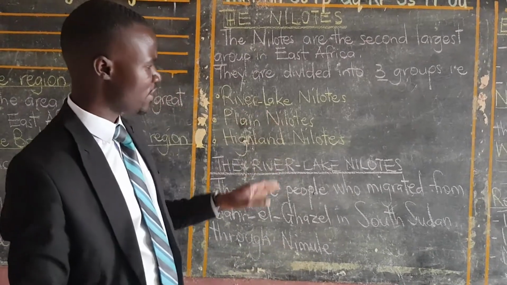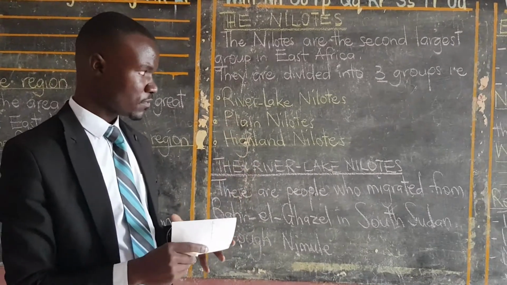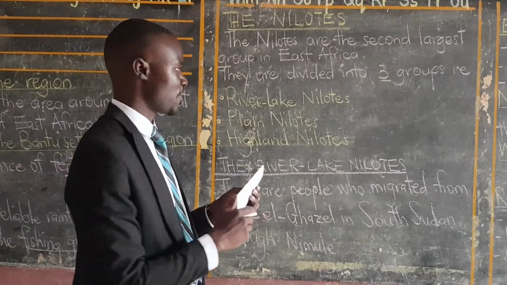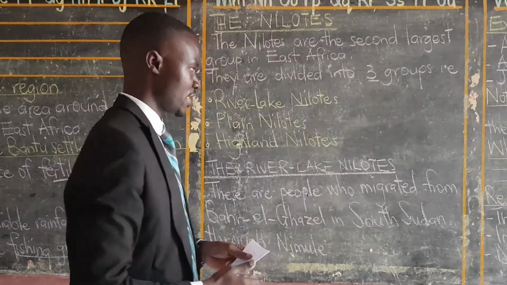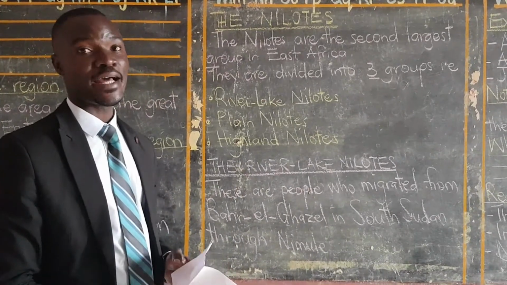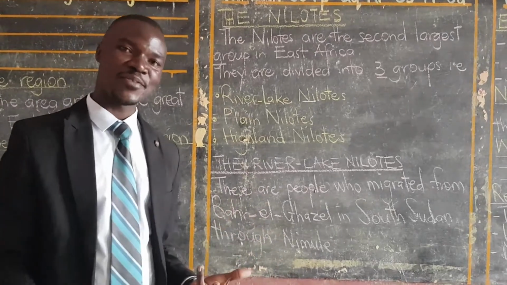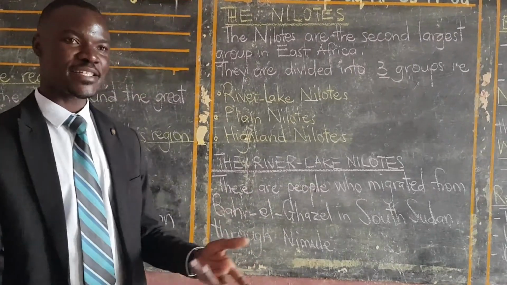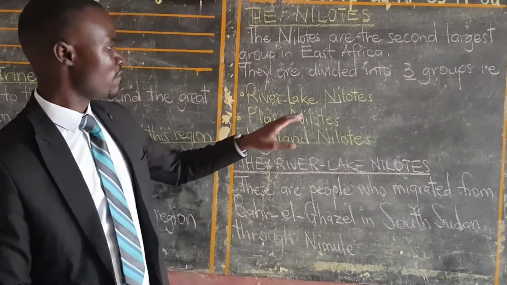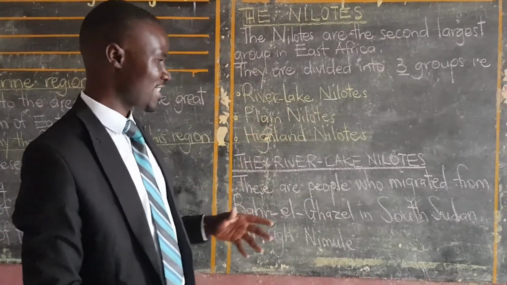They came from different areas, but we all know that the Nilotes, in particular the River Lake Nilotes, came from South Sudan, a place called Bahr Ghazal. That's the way the Sudanese pronounce it, but for us in Uganda, we say it differently. So they came from Bahr Ghazal.